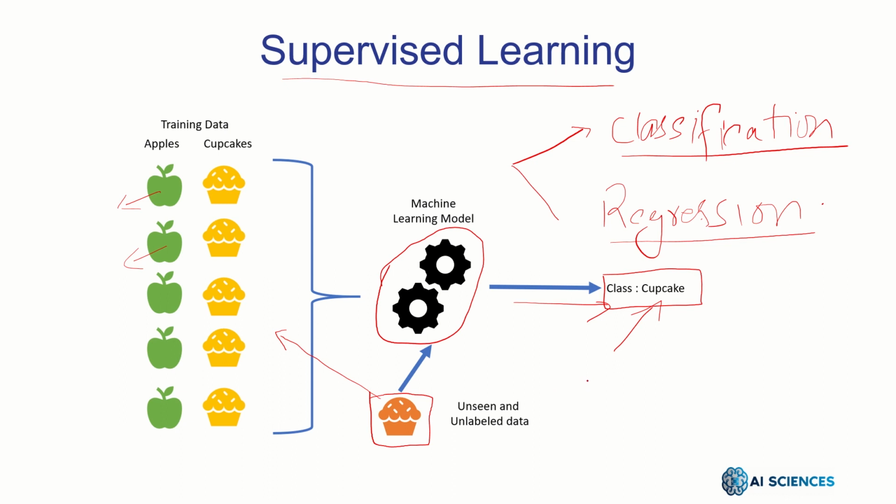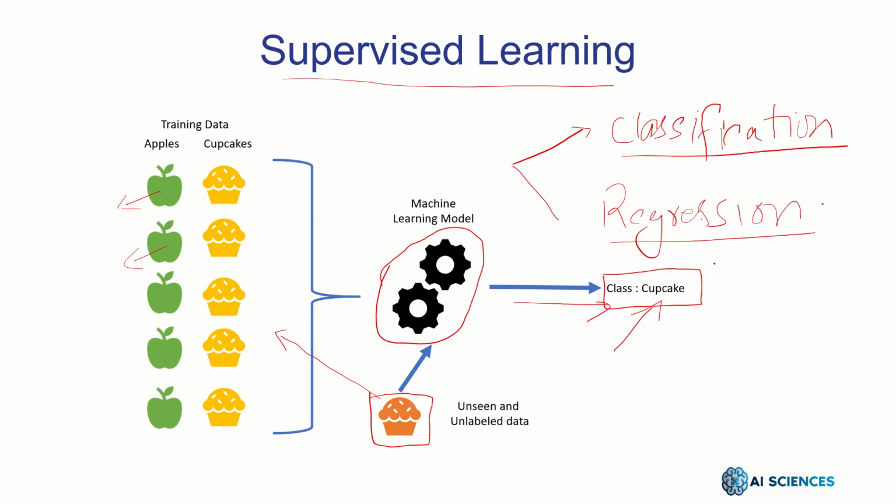For example, after 3 days. So maybe after 3 days from now, what will be the life expectancy of my light bulb? So life expectancy might be in terms of time. How much time will it stay on? So that's a continuous value. That's not a category. That's a continuous value we want to predict.